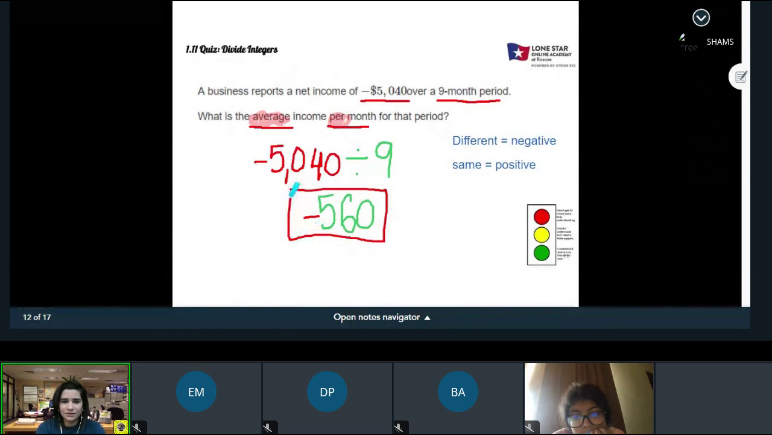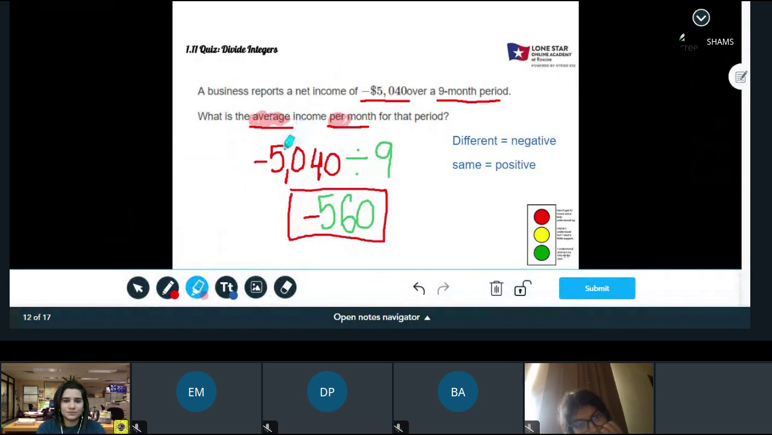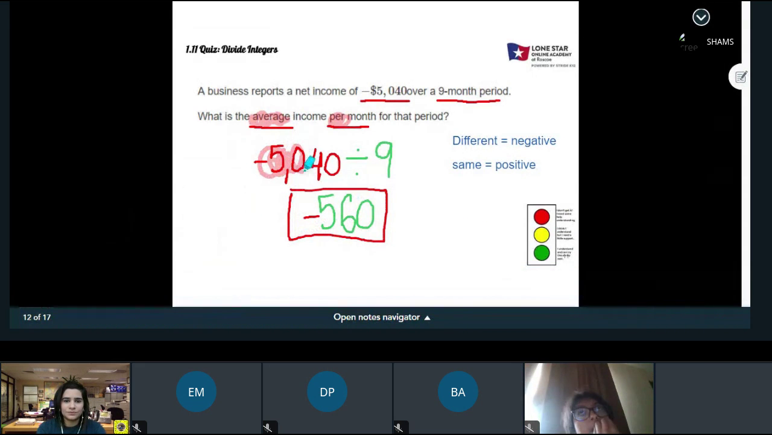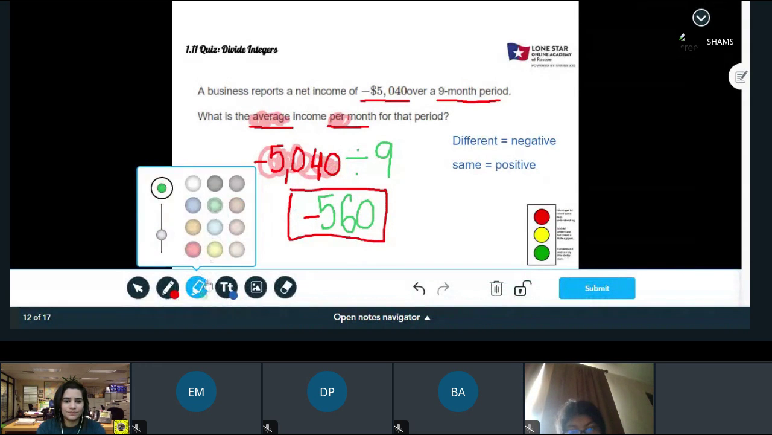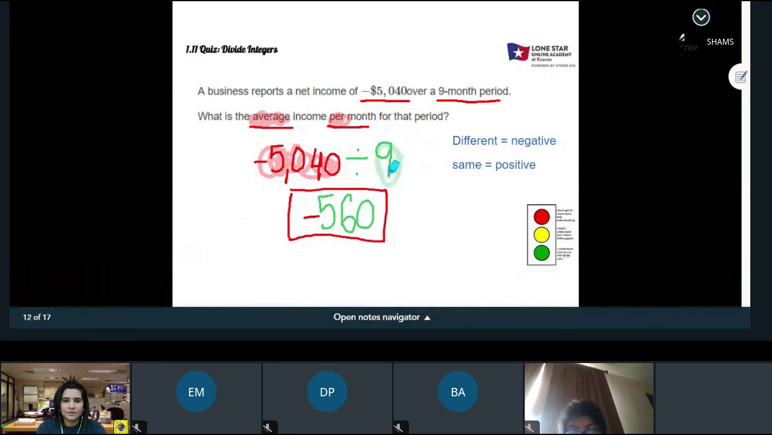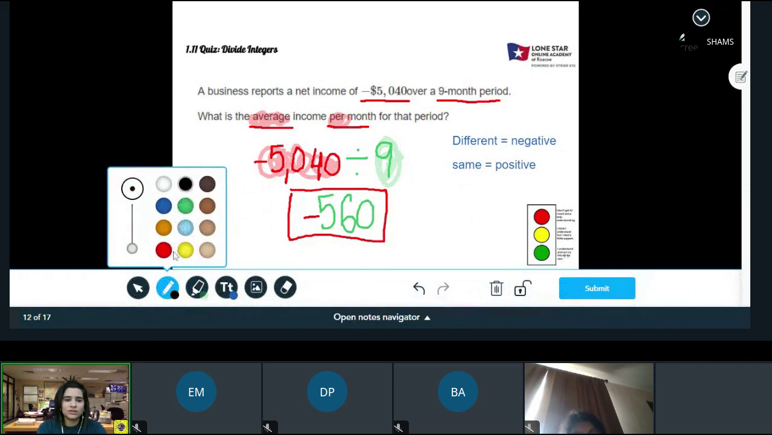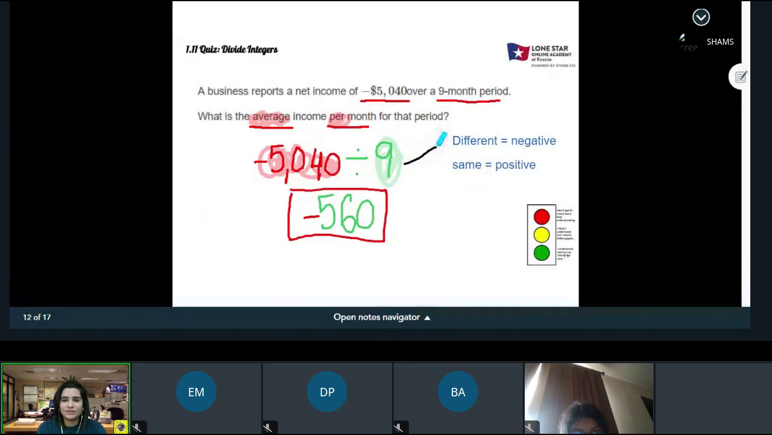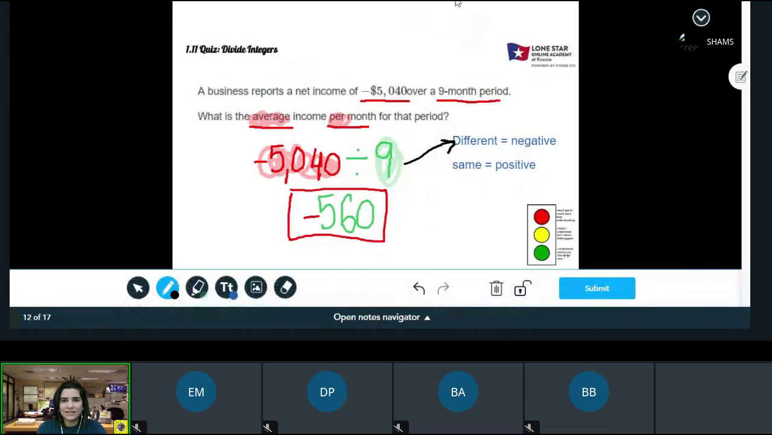Does that make sense? Why? This first number is negative. And the next number 9 is positive. Right? And that means I'm actually dividing two numbers that have different signs. And my answer is negative.